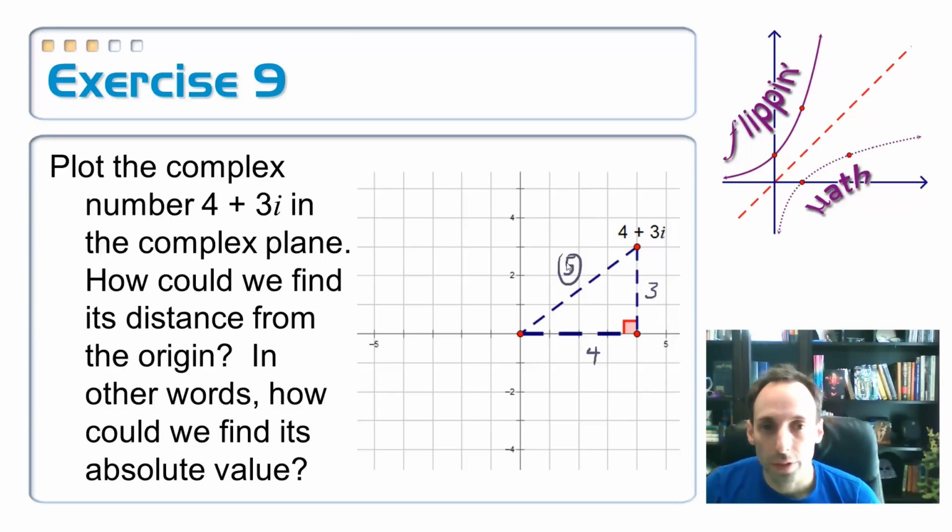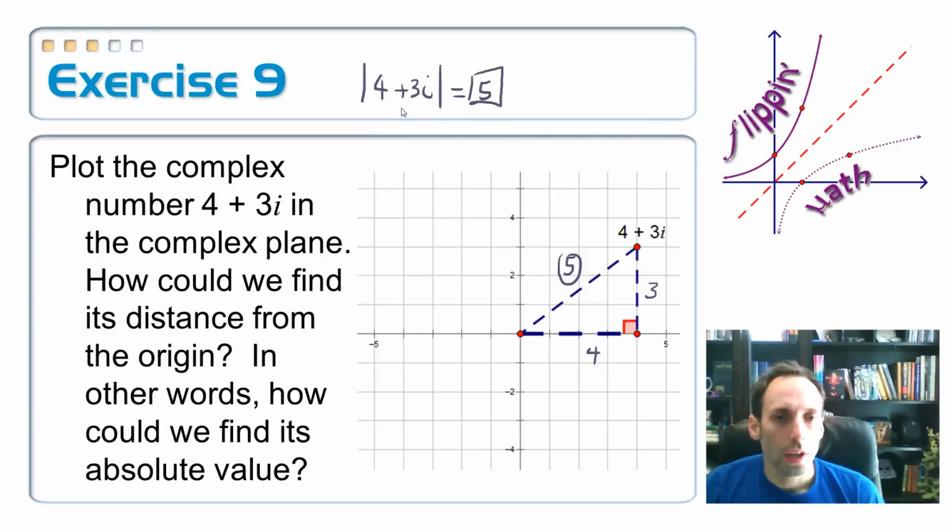It's 5. So the way that we write this is the absolute value of 4 plus 3i is equal to 5. Which is really strange. I mean, you're not used to doing absolute value like that, but that's the way you have to do it for complex numbers. So let me just make a note here that we're using the Pythagorean theorem.